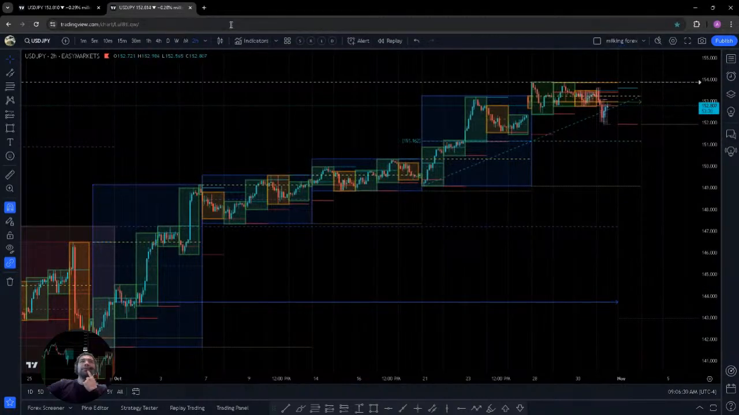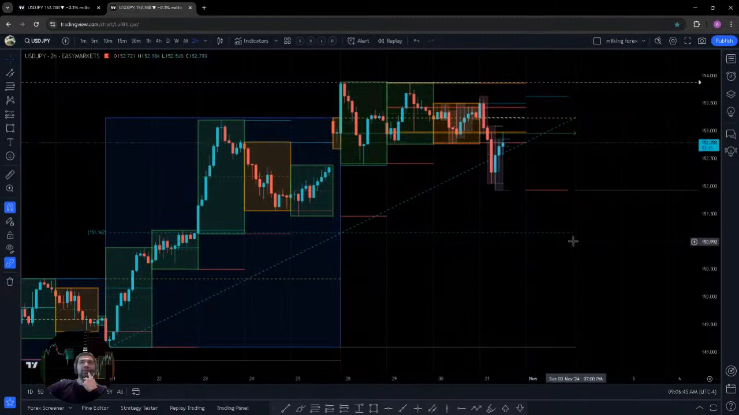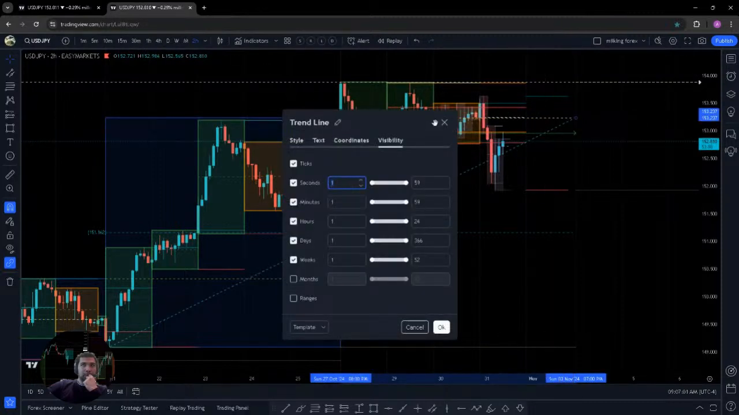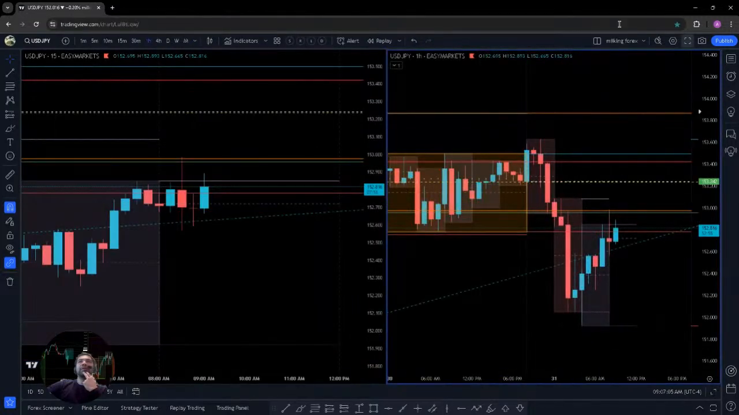Anyway, guys, we will look deep into it, but this order block actually worked, right? You see the price rejected around here, exactly from this point, right? So I hope this makes sense.